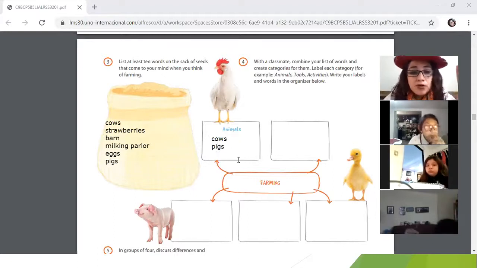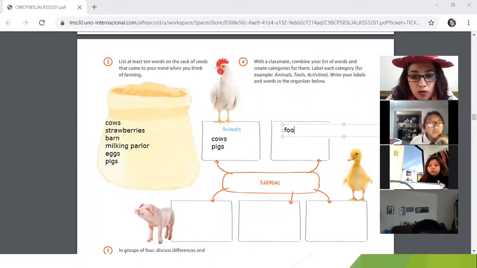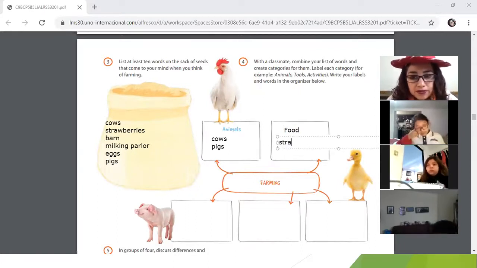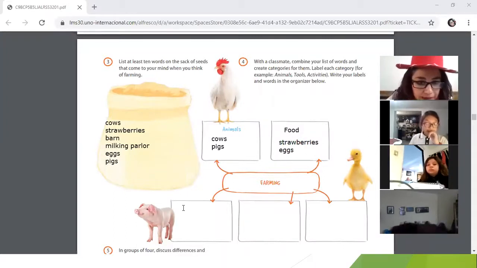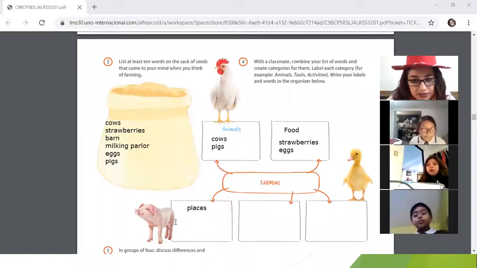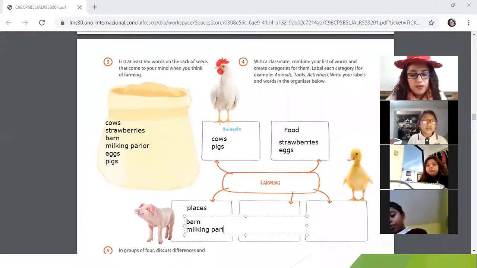Just animals. But then what happened with the strawberries and eggs? What do you think those are? Are those food? Excellent. In this case, food. And I have to write here strawberries and eggs. Then another, for example, I have barn and milking parlor. Places, yes, places. And in places, I have to write barn and milking parlor. Do you understand what you have to do?